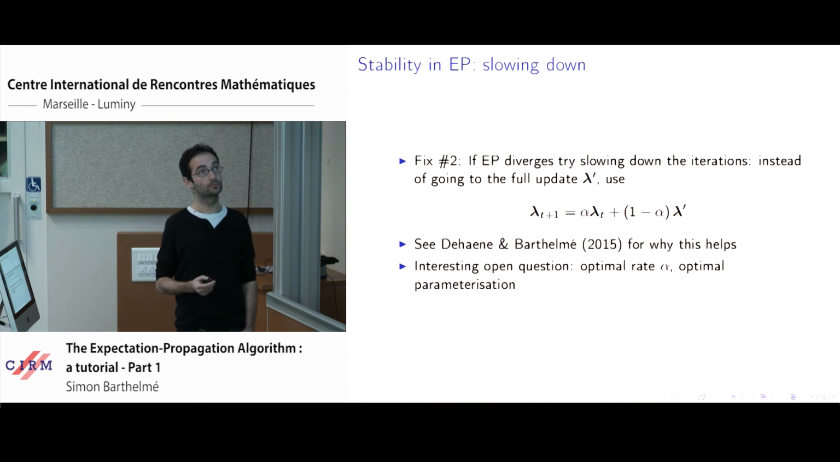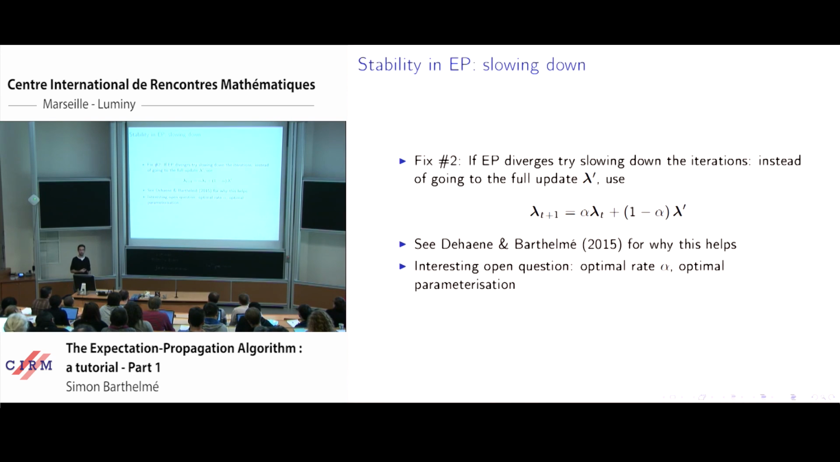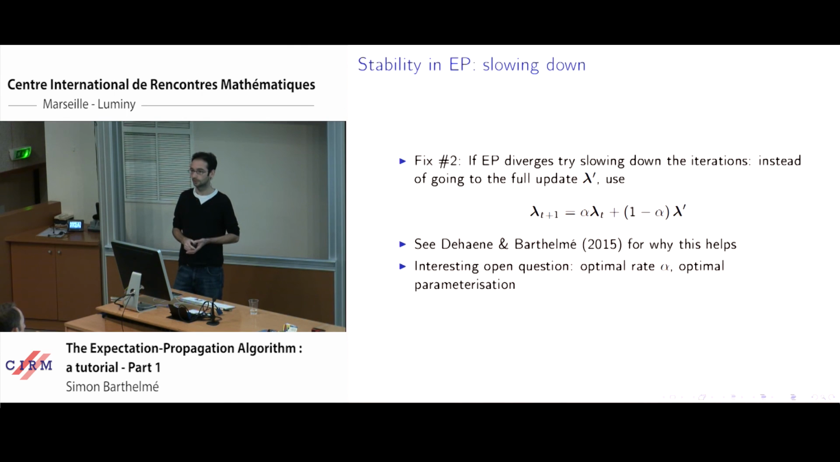So there's some theory on why this helps. But also an interesting open question: we don't know the optimal rate for slowing down EP. We don't know if there's a way of doing it adaptively, and we don't know the optimal parameterization in which to do the slowing down, because you can do it on natural parameters, you can do it on moments. We don't know any of that. So if somebody has some ideas on how to do this, it would be extremely helpful, I think.